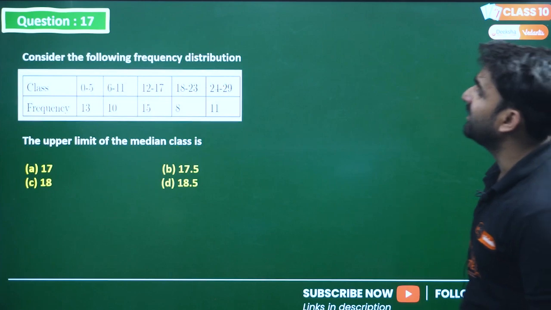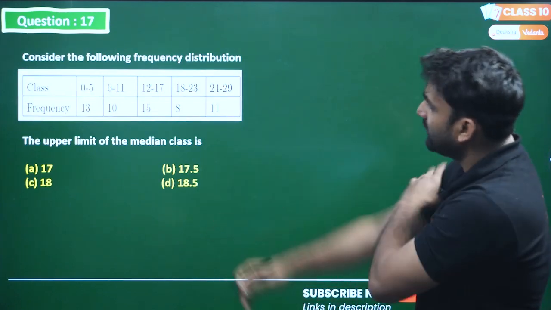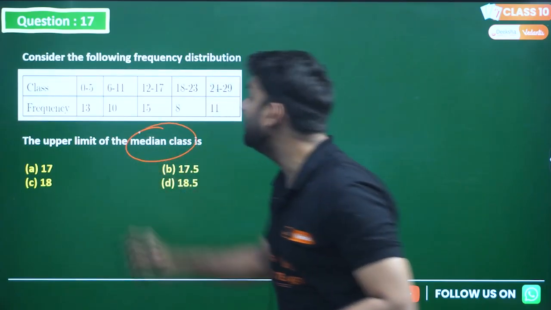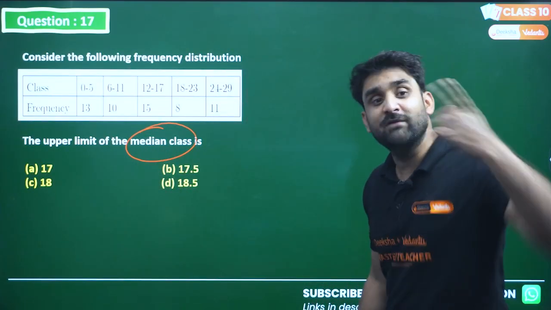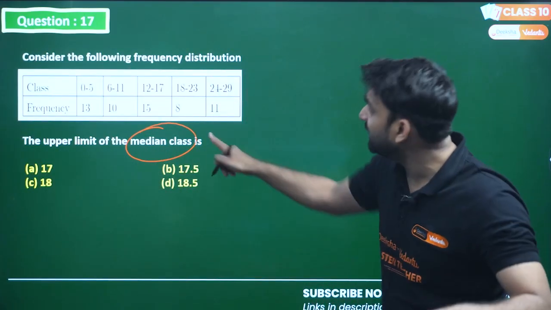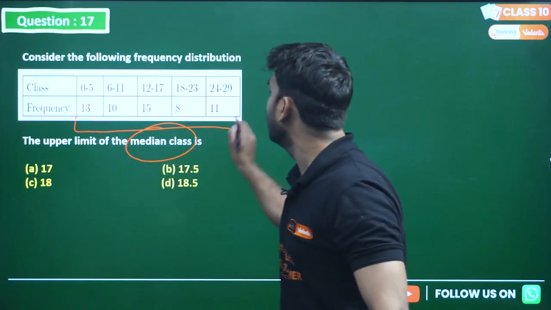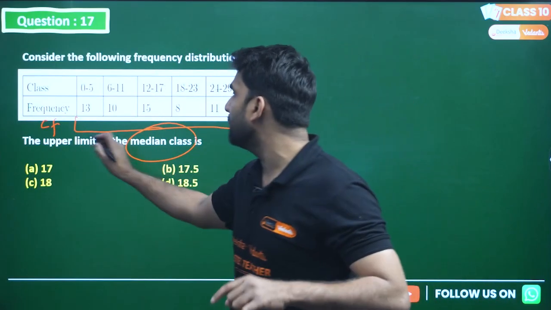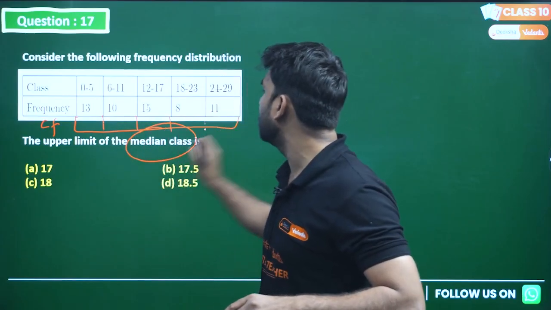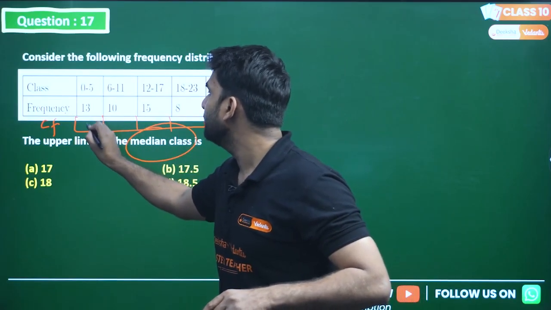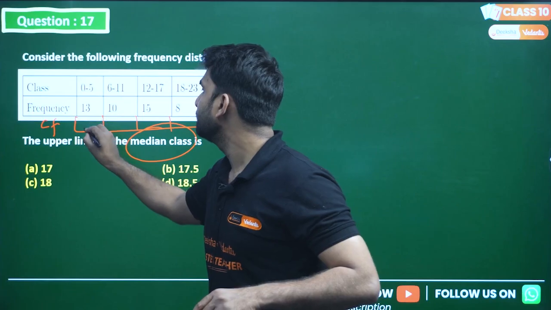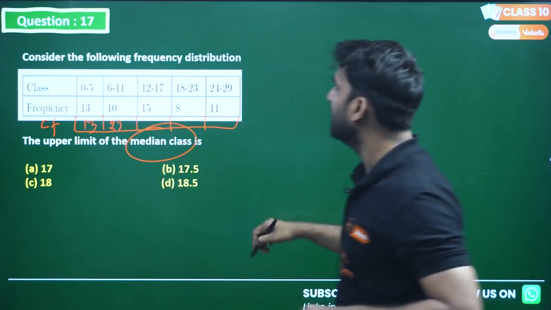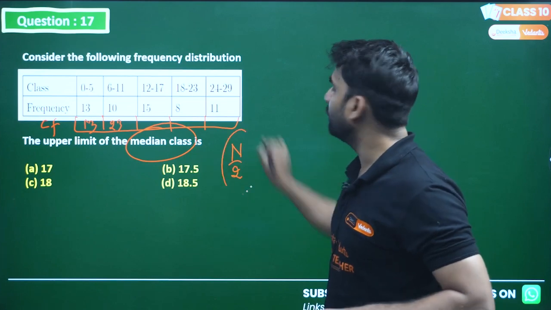Now question number 17. Consider the following frequency distribution, the upper limit of the median class. Again same question, we have to find out the median class first, then we can get the result. To find the median class we have to make another row here, that is of cumulative frequency. So add all the frequencies: the first will be 13, my dear. 13 plus 10 will be 23. Similarly add, and then find n by 2, where n by 2 is lying.